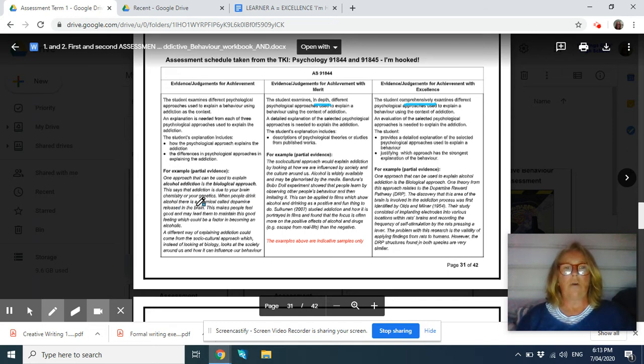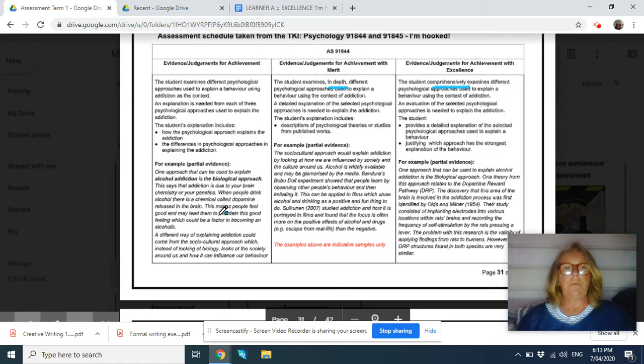When people drink alcohol, there is a chemical called dopamine released in the brain. This makes people feel good and can lead them to maintain this good feeling, which could be a factor in becoming an alcoholic. So here the student has explained what the biological approach might say about alcoholism. And there are specific references to chemicals, dopamine, and how that is a factor.